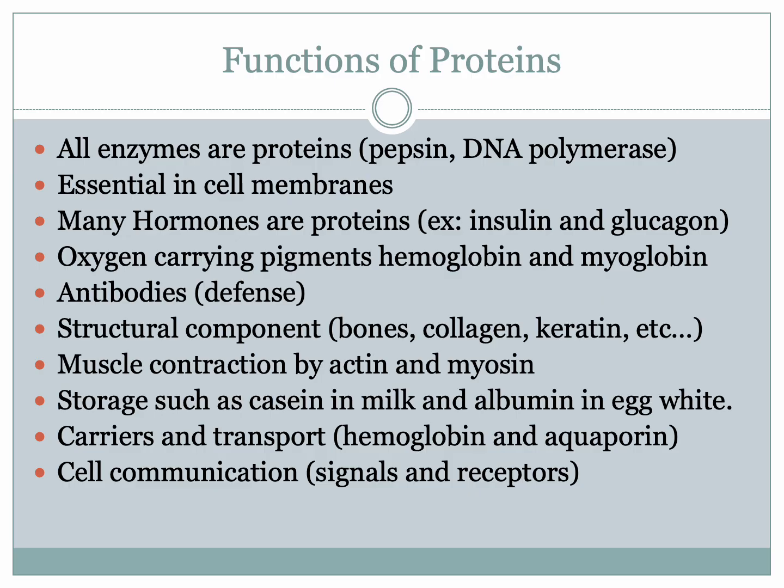Structural components, such as bones, collagen, keratin. Muscle contraction by actin and myosin. Storage, such as casein in milk and albumin in egg whites. Proteins are carriers and transporters, such as with hemoglobin and aquaporin. And there's cell communication, working with signals and receptors.